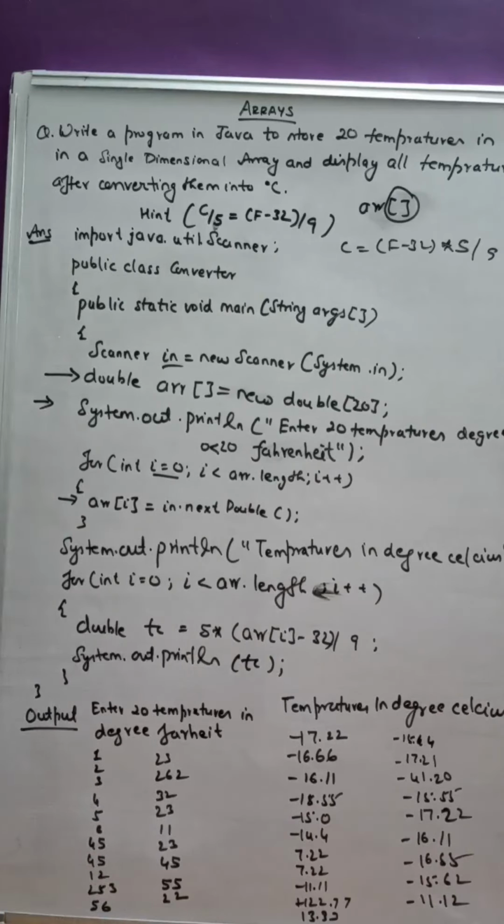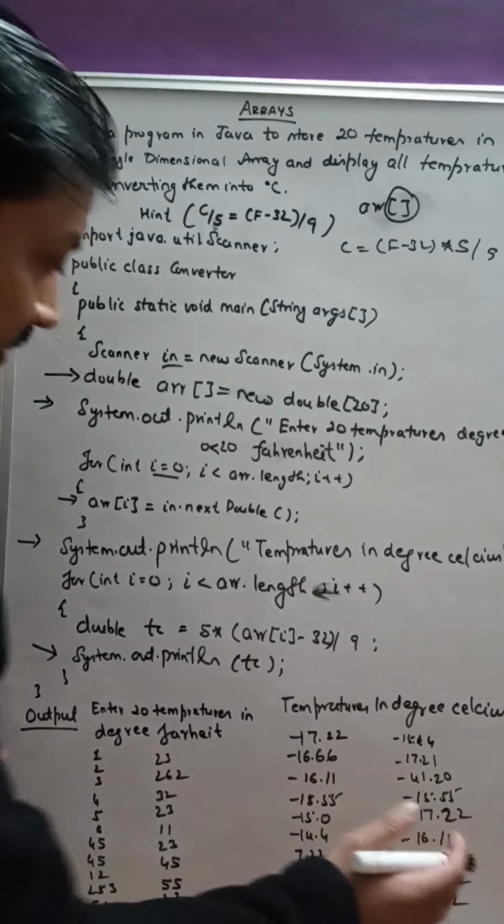And after this, over here in this line we are implementing the temperatures in degree Celsius, and next we are printing it over here using this statement. So this is the input that we have given, and this is the output that we are getting, right? So this will be the overall output that we have.